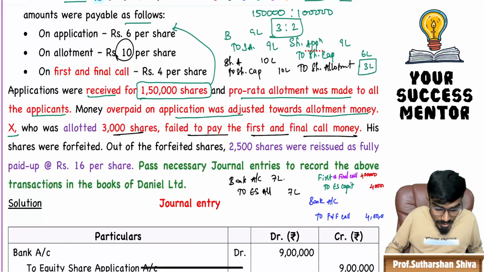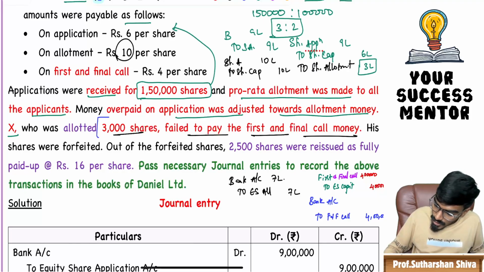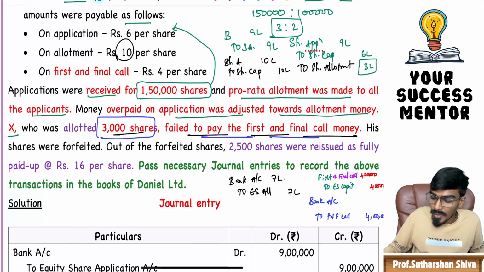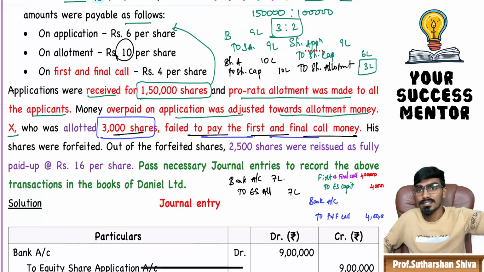How much has he allotted? 3,000 shares. Now you guys think and tell me: allotted 3,000 shares, failed to pay what money? First and final call. Failed to pay first and final call.